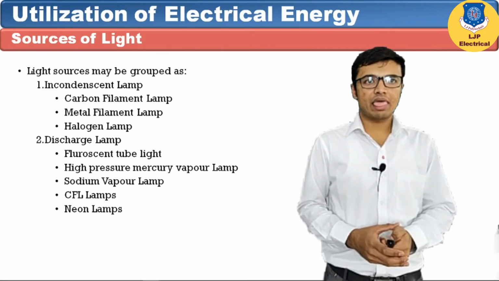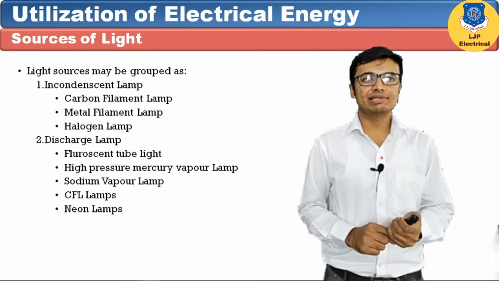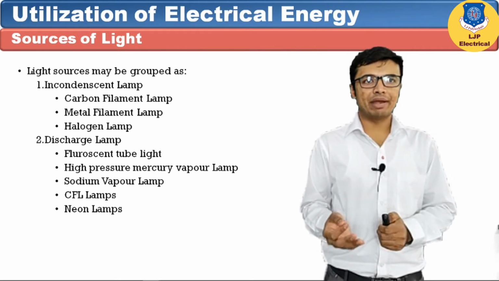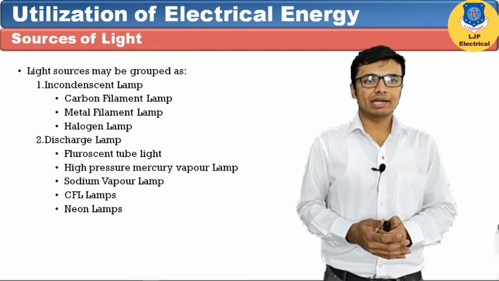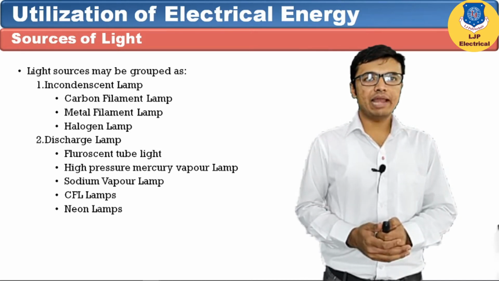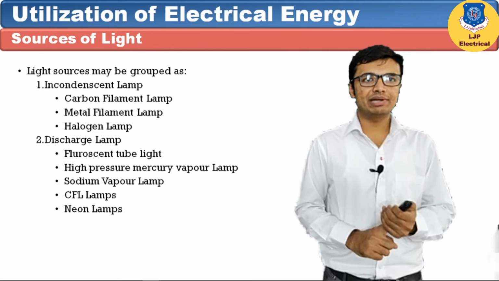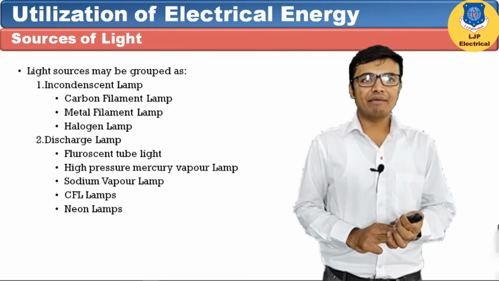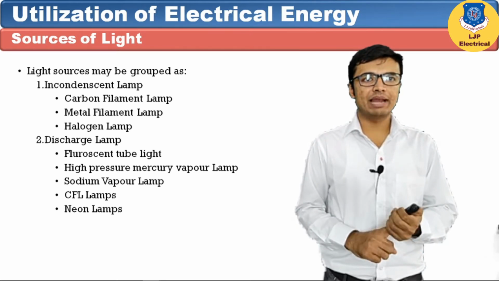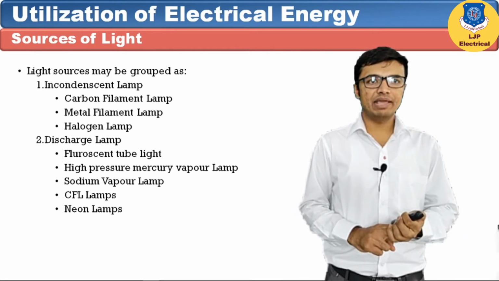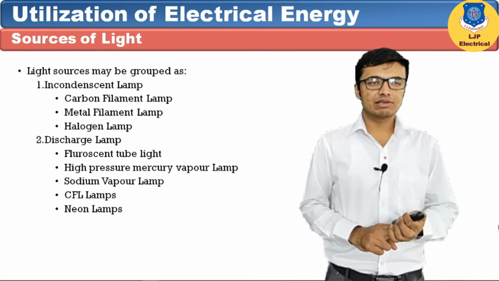Basically light source is grouped in two types, that is incandescent lamp and the second one is discharge lamp. Whereas the incandescent lamp will operate by using heating element, whereas the discharge lamp will operate based on the discharge of the gas. So incandescent lamp has three types, that is carbon filament lamp, metal filament lamp and the halogen lamp. And the discharge lamp also has types, that is a fluorescent tube light, high pressure mercury vapor lamp, sodium vapor lamp, CFL lamps, and the last one is neon lamps. So let's see one by one.